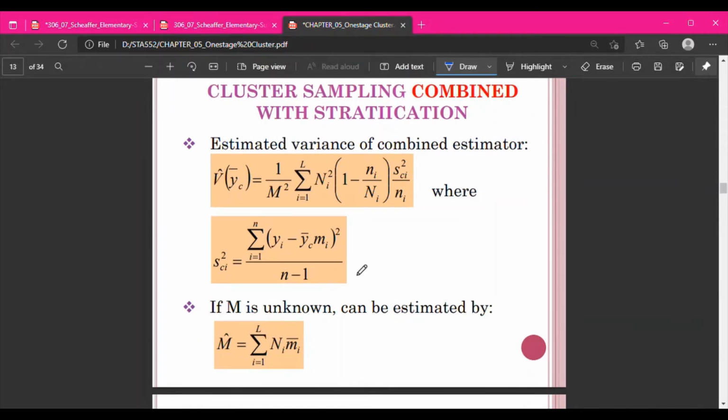Okay, this is the formula to find the variance of the mean. This formula has 1 over capital M squared, but if capital M is not known, is unknown, we can use this to estimate capital M.